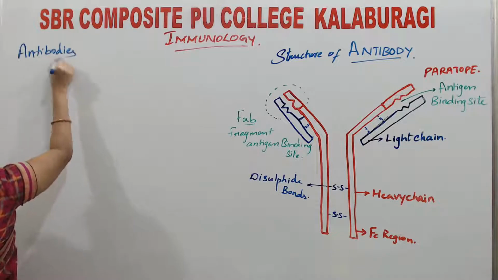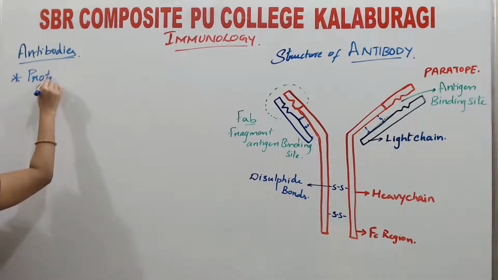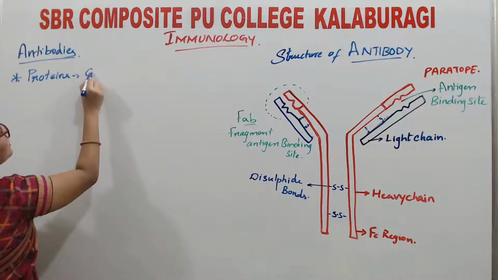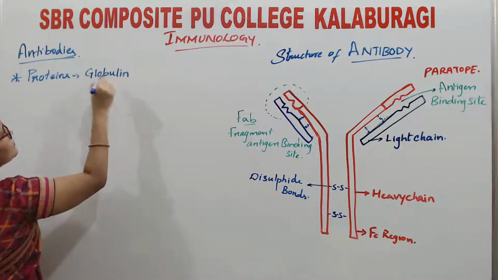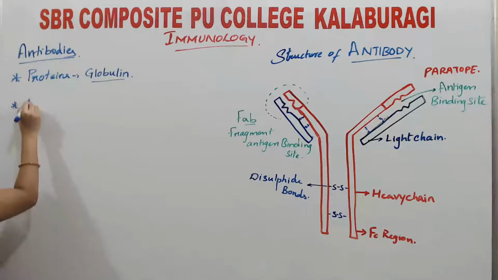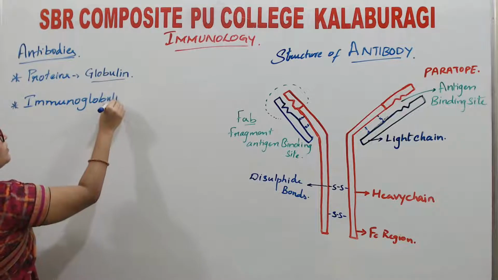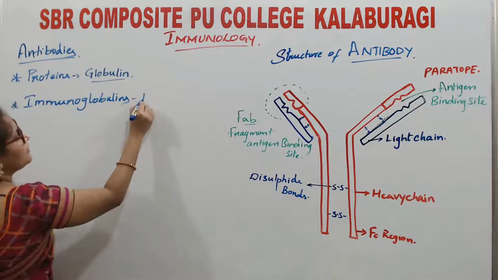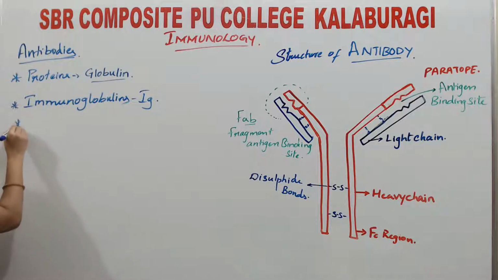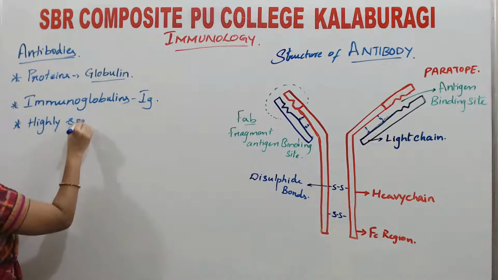Antibodies are chemically proteins, and they belong to the group globulin. Globulin proteins. So, the antibodies are also known as immunoglobulins. Immunoglobulins, and we will refer to them as Ig. And these are highly specific to antigen. Antibodies are highly specific to antigen.